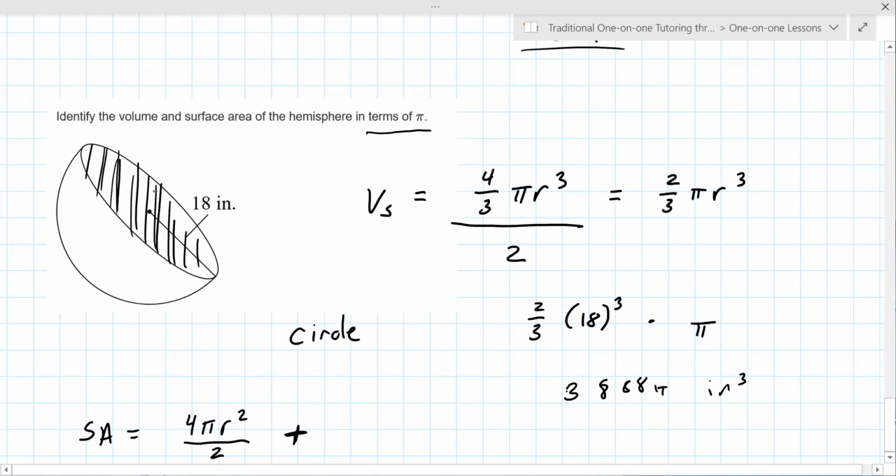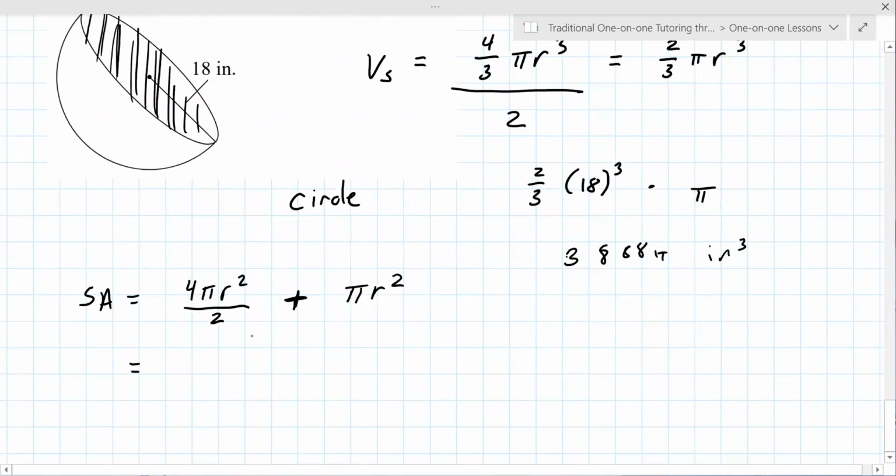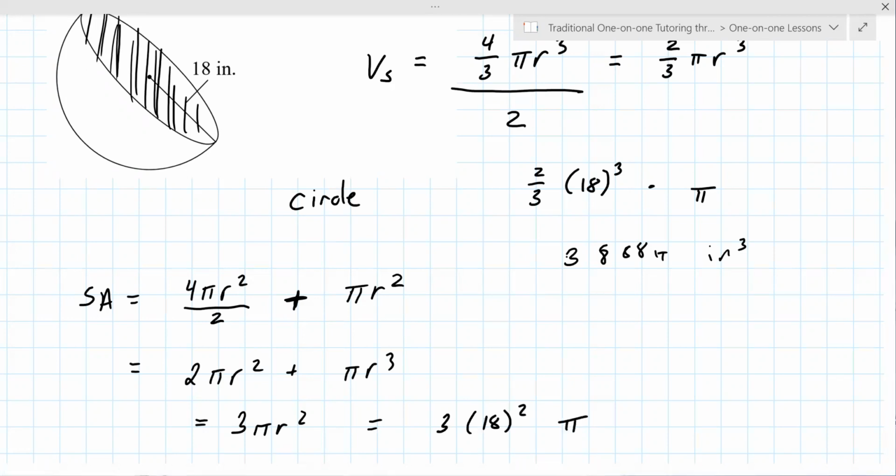Oh, oh. What is the area of a circle? Pi r squared. Okay, so notice this is 2 pi r squared plus pi r squared. This becomes 3 pi r squared. So the surface area of a half sphere is 3 pi r squared. So it's 3, and then your radius is 18 squared, and then you have a pi at the end. $972 pi. 972 pi. Perfect.